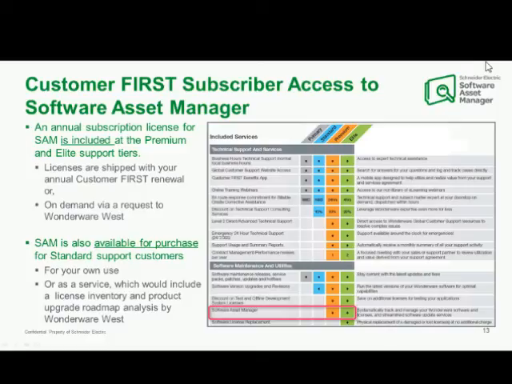SAM is also available for purchase for customers at the standard support tier. You can use this on your own for your own use, or SAM can also be used as a service where Wonderware West would help you with utilizing Software Asset Manager and doing things like license inventory and product upgrade roadmap analysis for you. So those are the two ways. It's included with your support, available for download, licensing through the Customer First program, or available for purchase or use through Wonderware West.